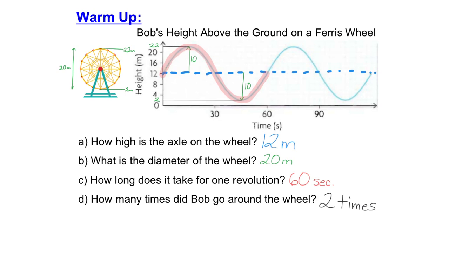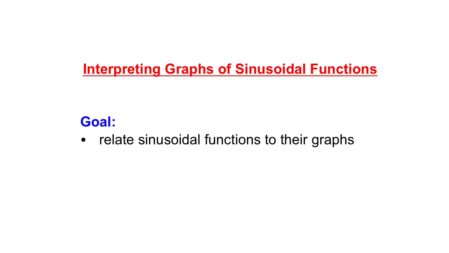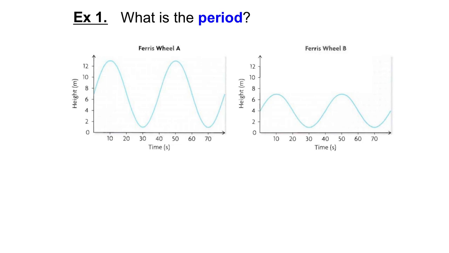That was an example of a sinusoidal function, and in this lesson we're going to be interpreting graphs of sinusoidal functions. So we're going to relate sinusoidal functions to their graphs and what they mean. We're just going to be figuring out how to read the graphs and relate it back to the context of the question. Now, all of the examples I'm going to look at in this lesson relate back to the Ferris wheel idea, and we covered what that looks like in the warm-up.